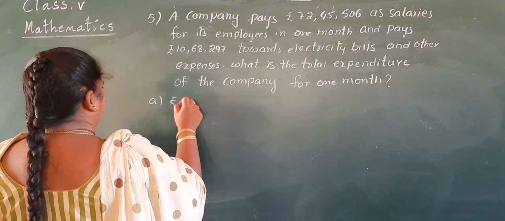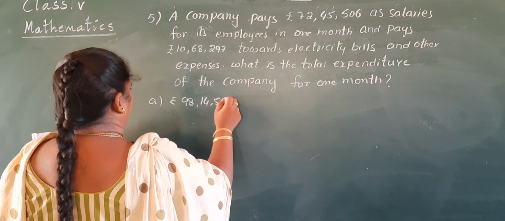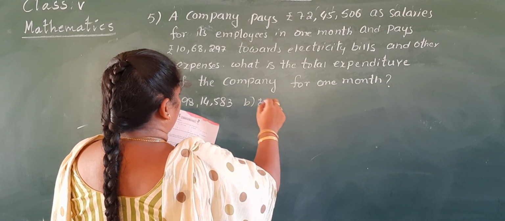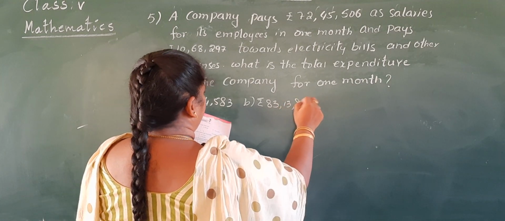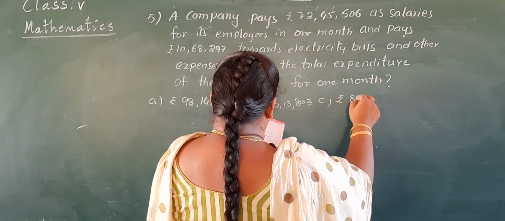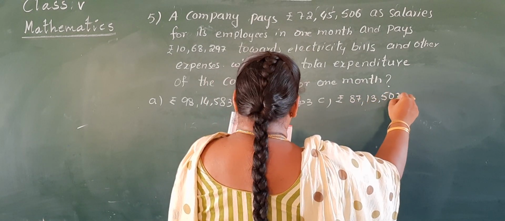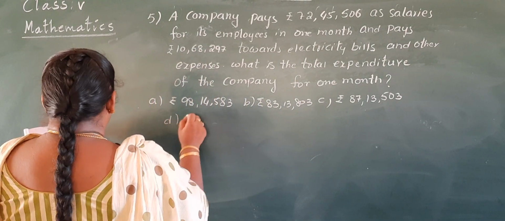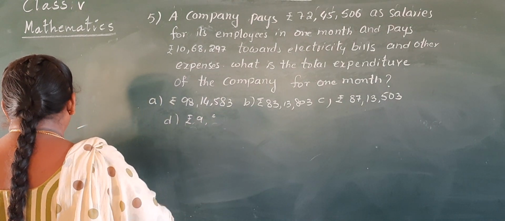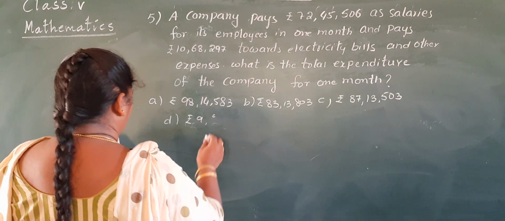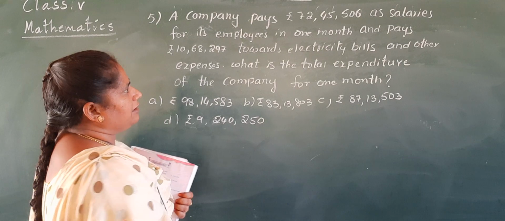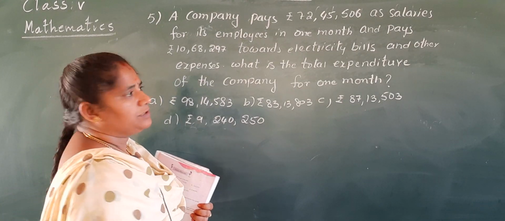A 98,14,583, B 83,30,803, C 87,13,503, D 92,40,250. So these are the options that are given in the problem. So first you read again.